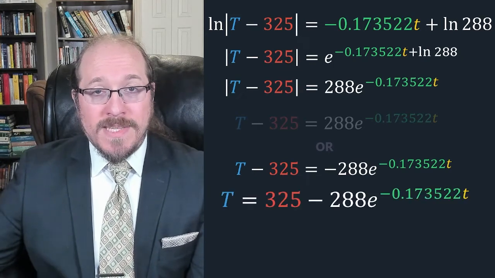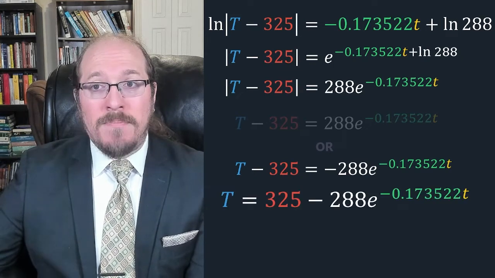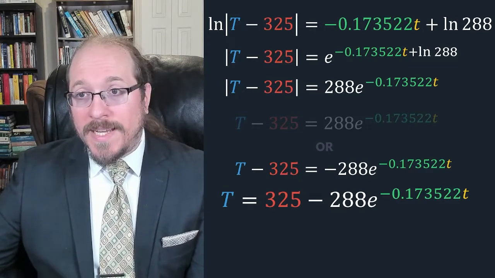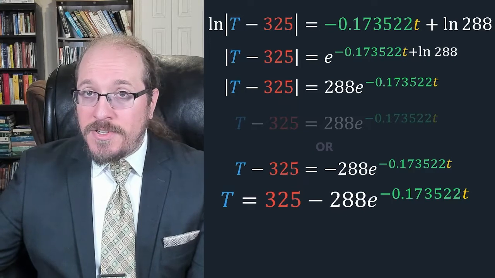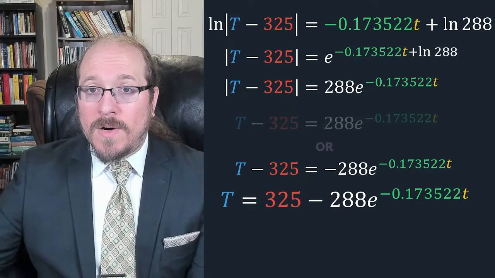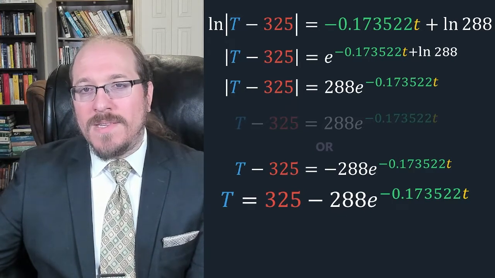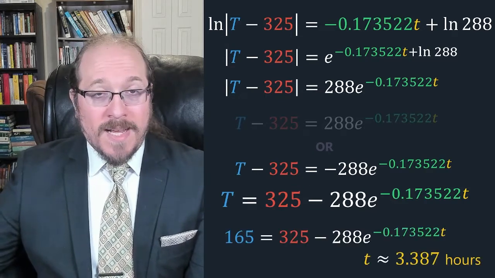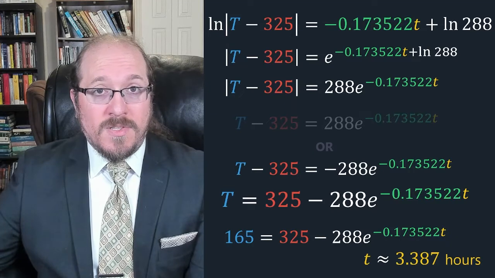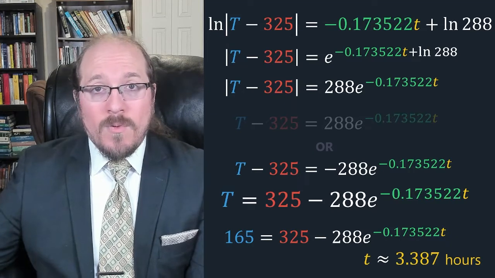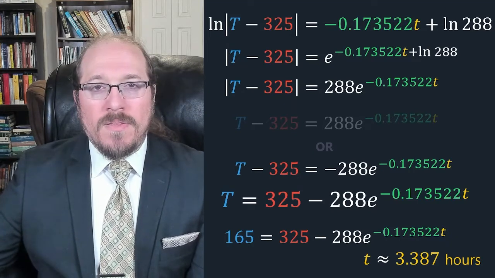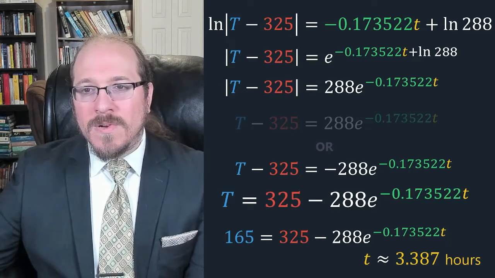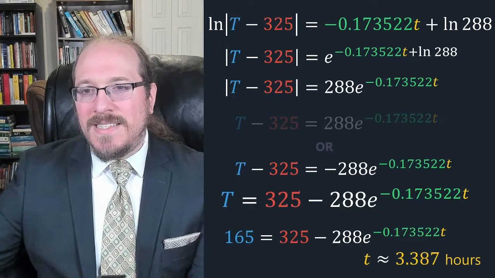So there we go. All we have to do now is add 325 to both sides, and boom, the temperature of our turkey at any given time t is 325 minus 288 times e to the quantity negative 0.173522 t. And if we use a little more algebra to figure out when the temperature comes out to 165 degrees Fahrenheit, we get t is about equal to 3.387 hours. So you've got a little under 2 hours left until you get to take that delicious turkey out of the oven.